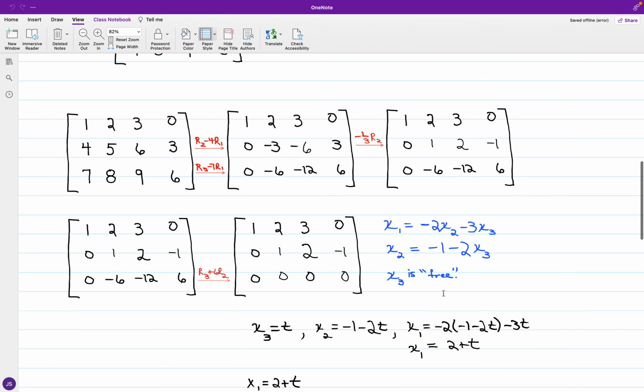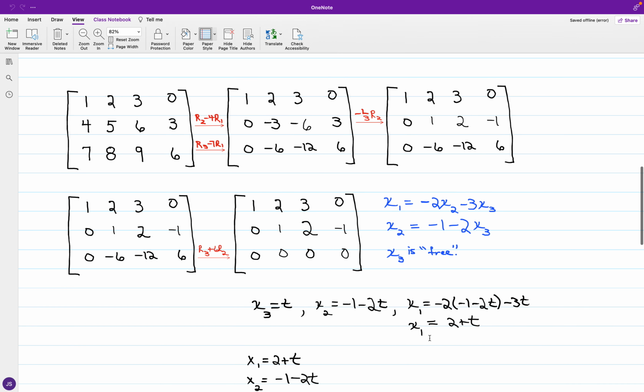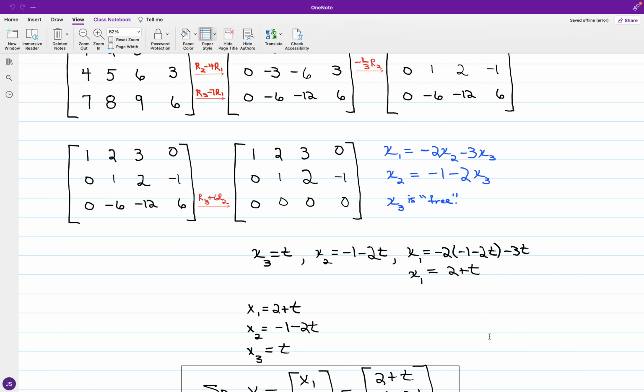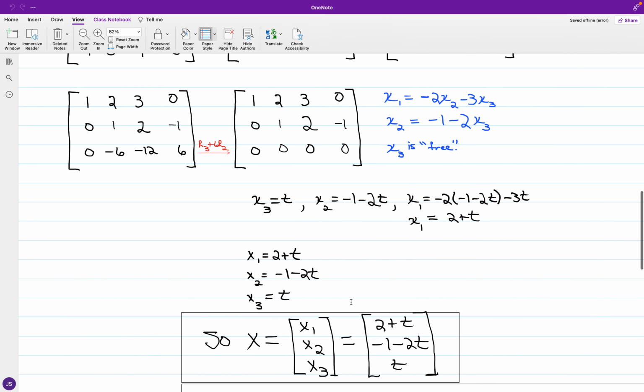X of 3 is free, and thus we can set x of 3 equal to t. For x of 2, we have -1 minus 2 times t. For x of 1, filling in -1 minus 2t for x of 2 and t for x of 3, once we plug in and follow through, we have that x of 1 is equal to 2 plus t. So our combination is x of 1 equals 2 plus t, x of 2 equals -1 minus 2t, and x of 3 equals t.